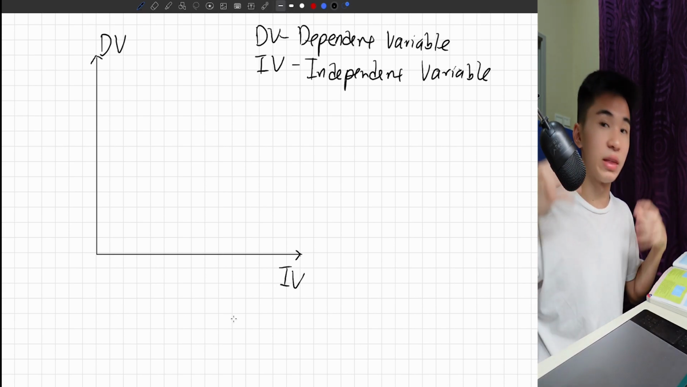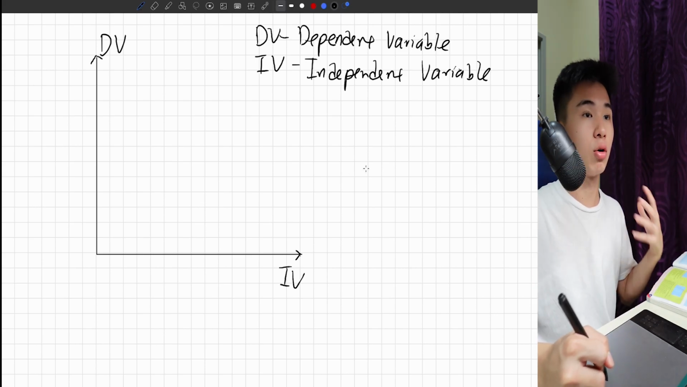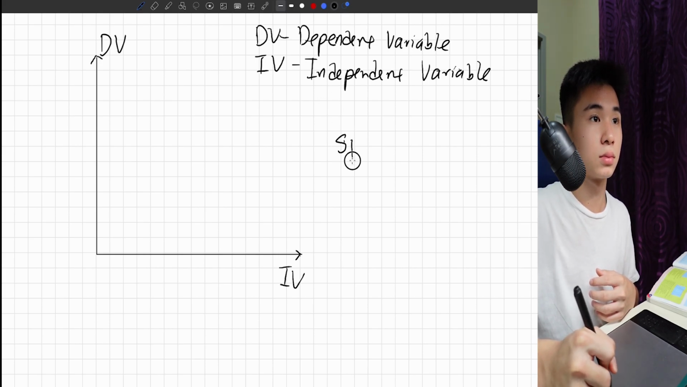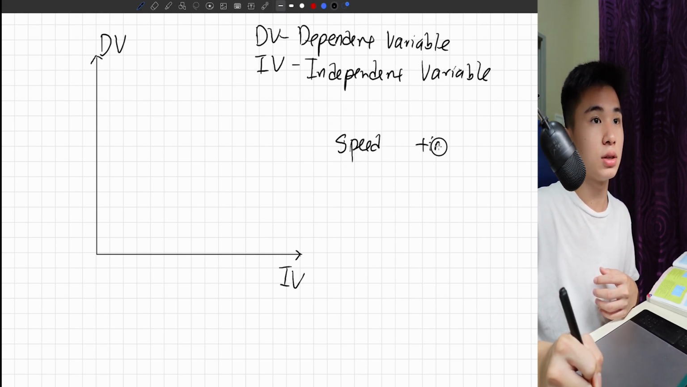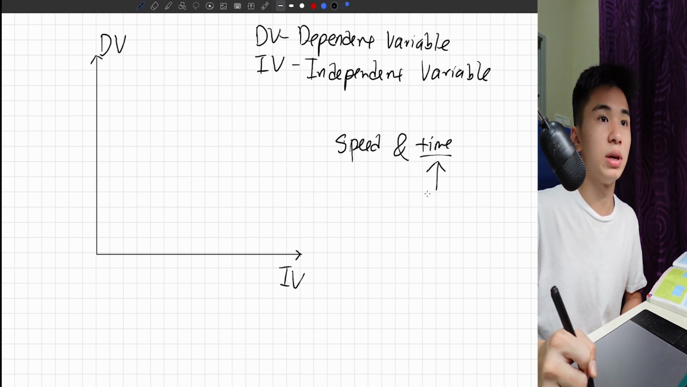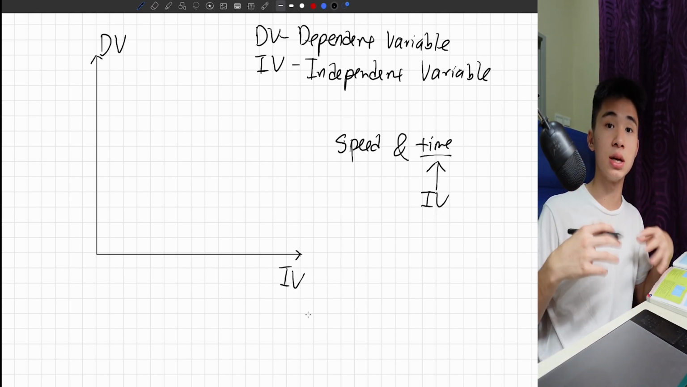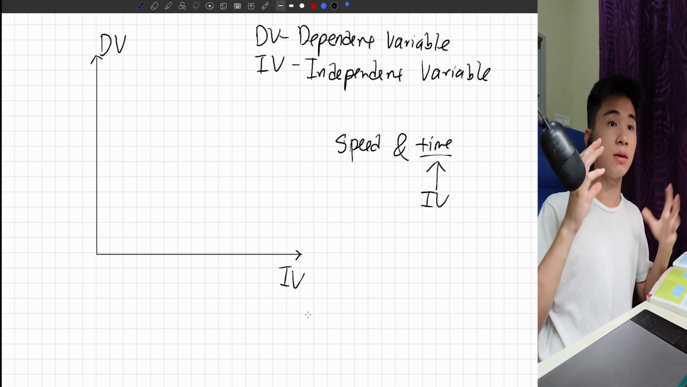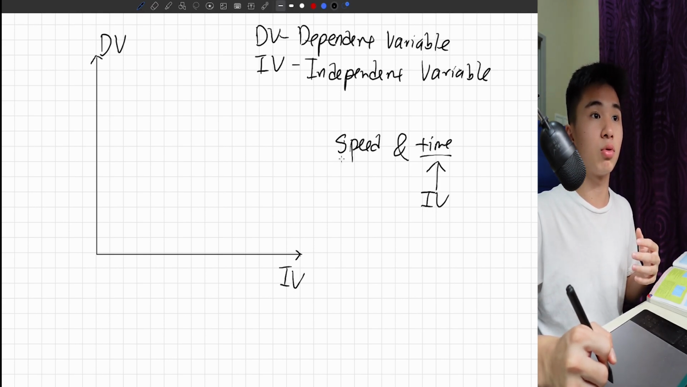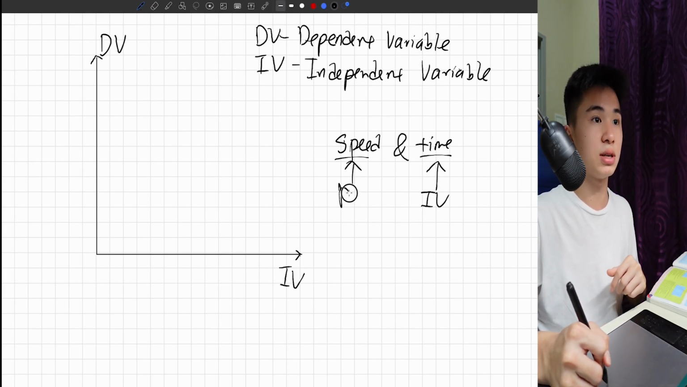Something depends on another thing. And independent means you are independent. No one could control you. So in this video today, we are going to talk about the speed time graph, so speed and time. The time here is going to be the IV, which is independent. The reason time is independent is because you can't slow down time or speed up time. Time is constant. For the speed here, you can control it. You can increase speed or you can decrease speed. So this is going to be the DV.